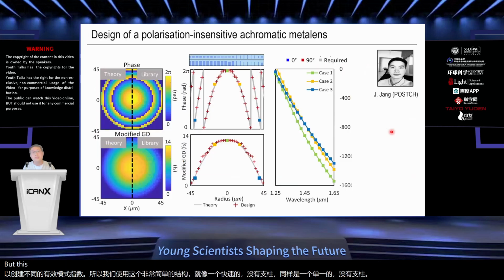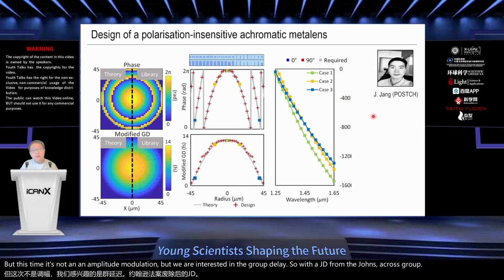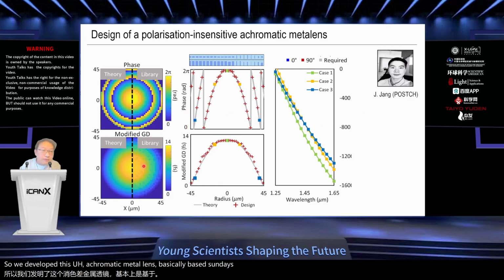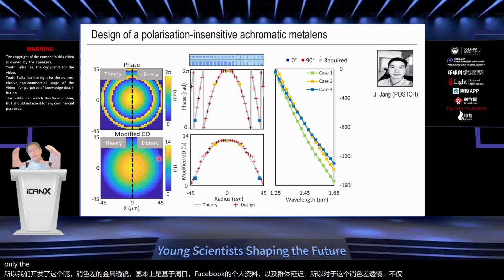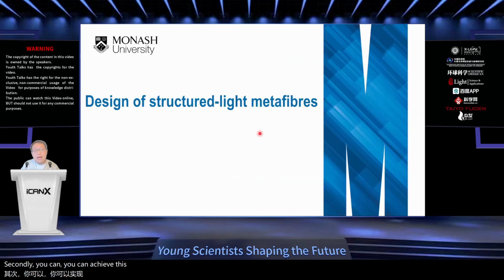But this time, it's not amplitude modulation, but we are interested in the group delay. So with Junsuk Rho's group from POSTECH, which is also the same as Inki's previous group, we developed this achromatic metalens, basically based on this phase profile together with the group delay. For this achromatic lens, not only the phase profile to form the focus, as I mentioned, you also need to control the dispersion, which is called the group delay. So altogether with these two responses, basically you can achieve this achromatic focus.